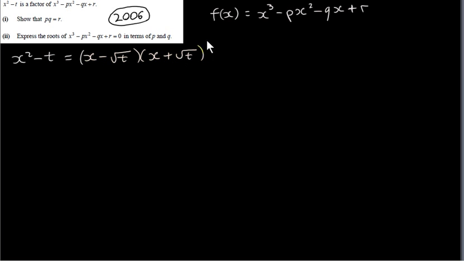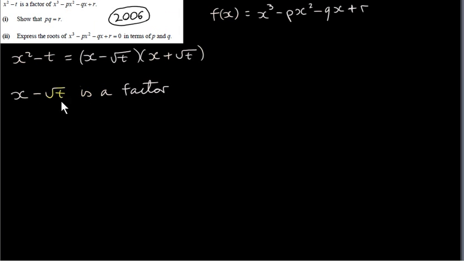So we're interested in linear factors of f of x. That is, factors that have x to the power of 1 in them. This is a quadratic factor of f of x. So we can think of this thing as x squared minus the square root of t squared. We see that it's a difference of two squares, so we can factorize it into x minus root t times x plus root t. Now, since x squared minus t is a factor of f of x, it must be the case that x minus root t is a factor of f of x, because x minus root t is a factor of x squared minus t, and x squared minus t is a factor of f of x, so this has to be true.